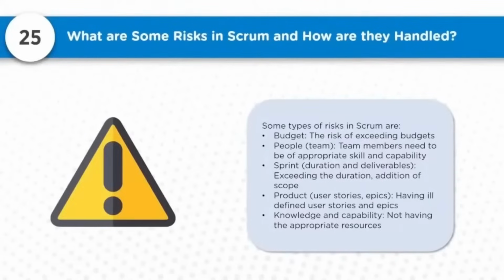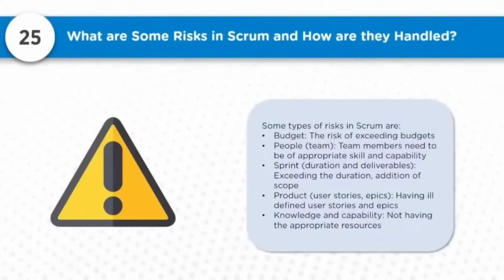People related: team members need to have appropriate skills and capabilities. If they lack that, obviously, and it's not just about skills and capabilities but also the culture, behavior, attitude, energy, synergy and collaboration people will have. Then sprint related, in terms of duration and deliverables: exceeding the duration, or addition of scope to the sprint in between. Product refers to user stories and epics: ill-defined and not properly articulated, with no proper visualization when you look at the user story, and nobody explaining it correctly.